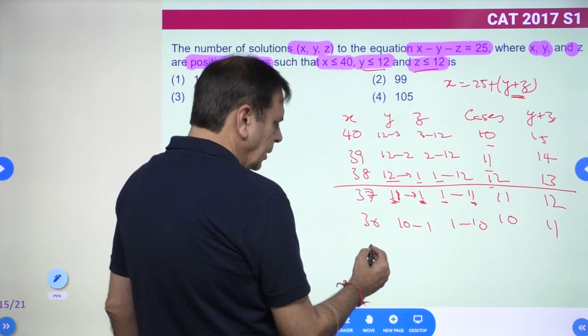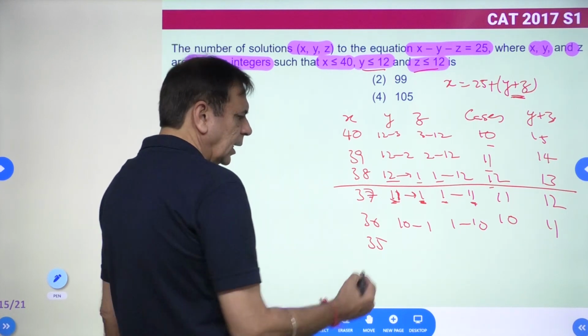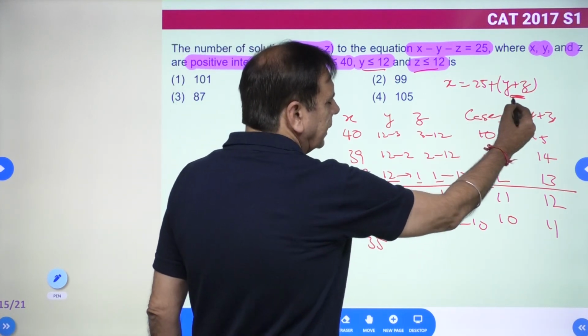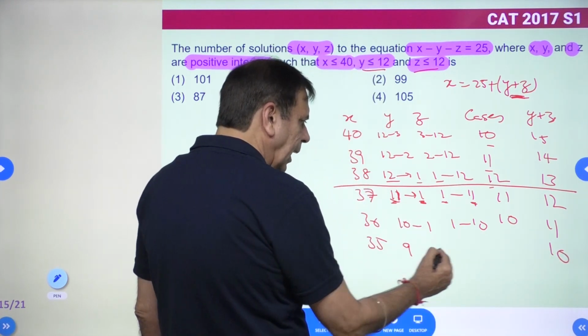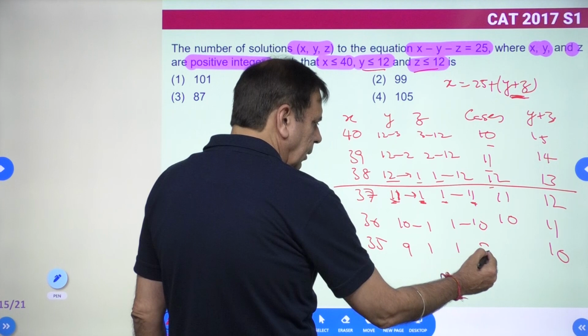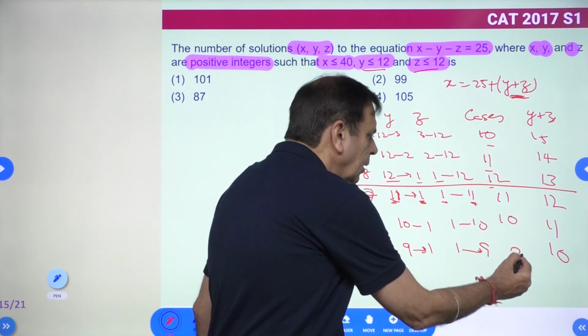So 11, 10. Okay. So एक और केस देते हैं. उसके बाद 35. 35 means I need a total of 10. Y plus z has to be 10. That means what are the possibilities? 9 plus 1 and 1 plus 9. From 9 to 1 and 1 to 9. How many cases? 9. Okay.